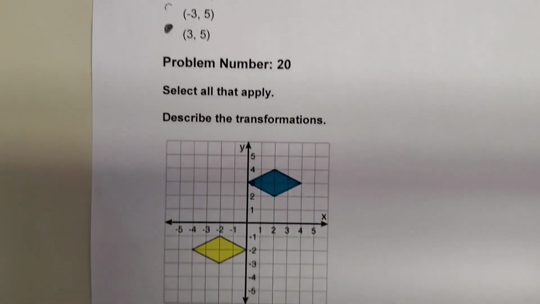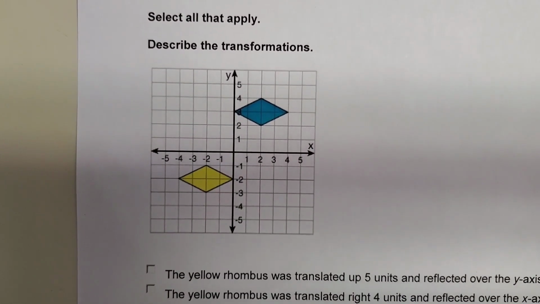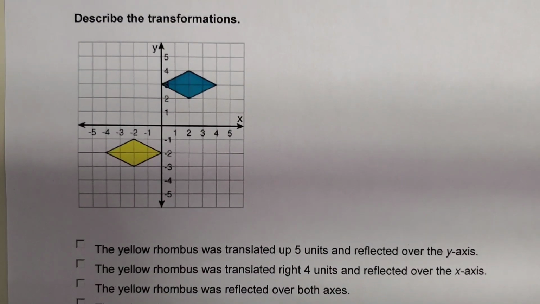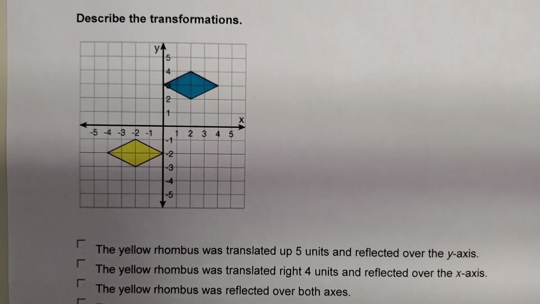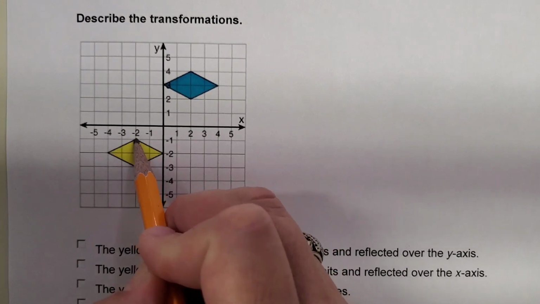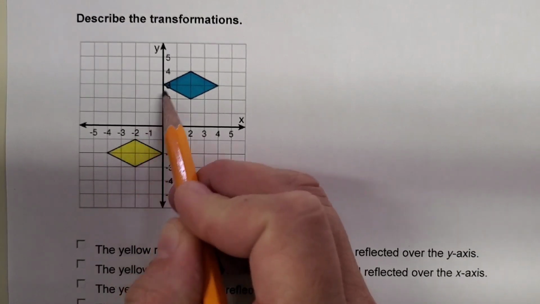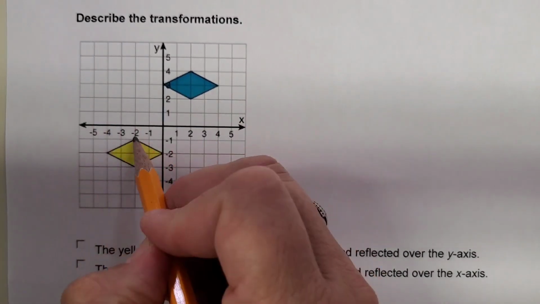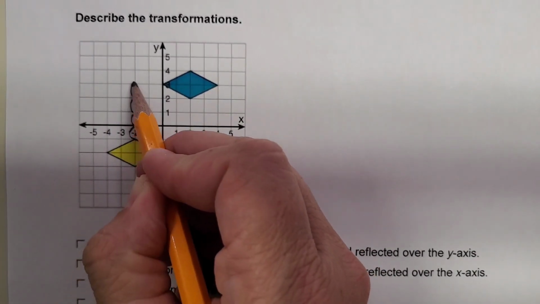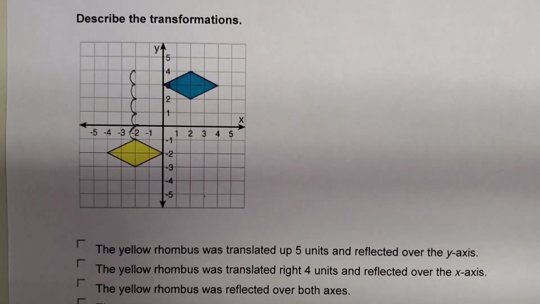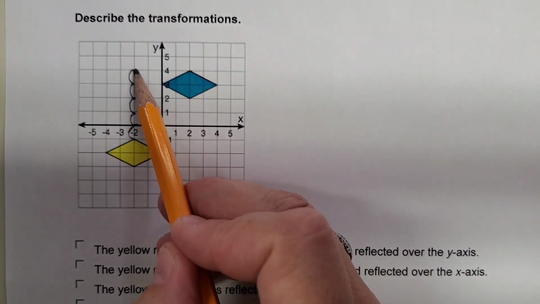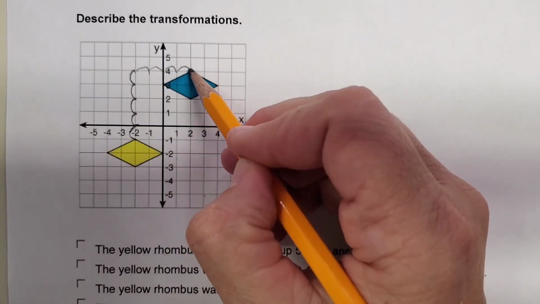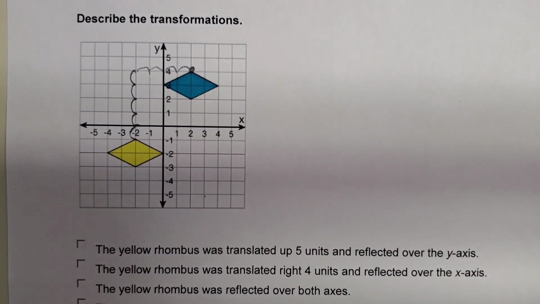Okay, and then last, select all that apply, describe the transformations. The yellow rhombus was translated up 5 units and then reflected over the y-axis. Start at one of the points on the rhombus and take it to see if it matches up with the blue rhombus when you're done. So let's take it up 5 units. 1, 2, 3, 4, 5. And then we have to reflect it over the y-axis. So we're going to go over 2 to get to the y-axis. That means we have to go over 2 on the other side of the y-axis. And sure enough, that's true.